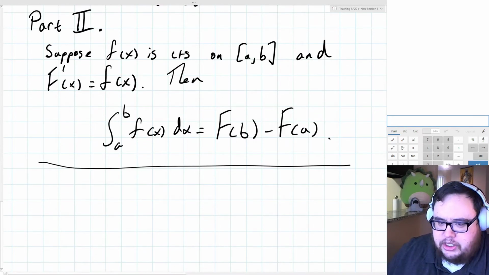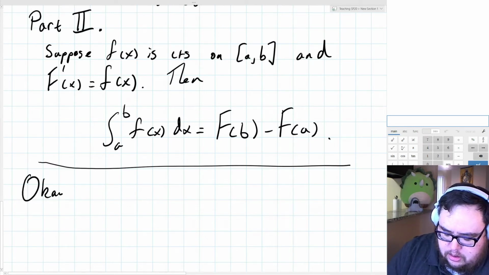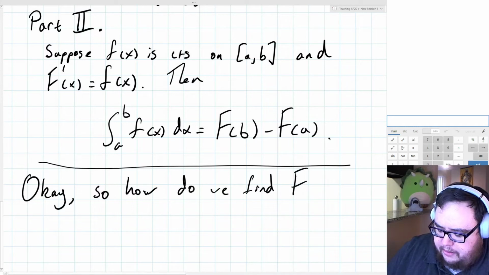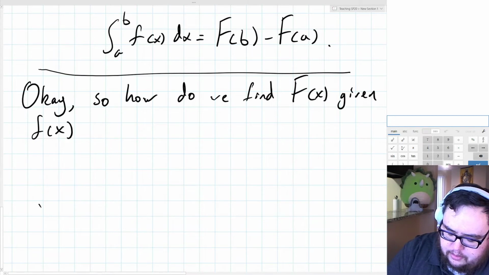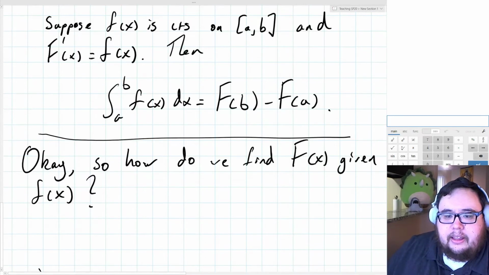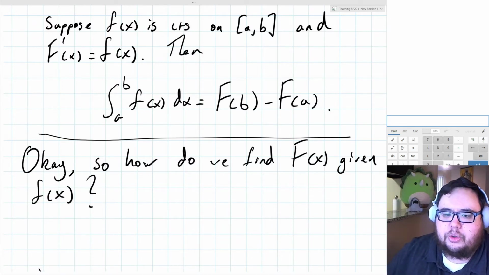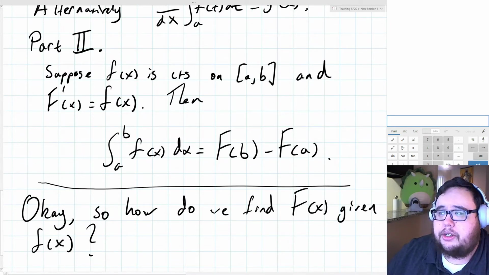So the big question that this should raise for everybody is, okay, how do we find big F of x given little f of x? And that's what's going to segue us into our next topic, which is anti-differentiation. That's the technique that we're going to use to solve integrals in general. Does anybody have any questions about the fundamental theorem of calculus before I jump into anti-differentiation?